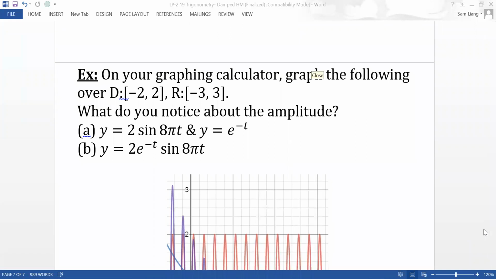Oh, sorry, in the chat, the product of the red and blue is purple. If you multiply the red function, which was 2 sine pi t, with e to the negative t, which is the blue function on Desmos, then you get this. This times this, and then I switched it. But yes, it's the product.